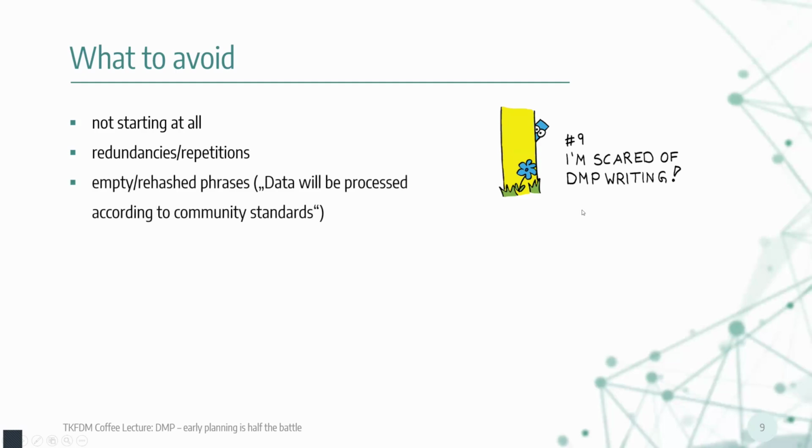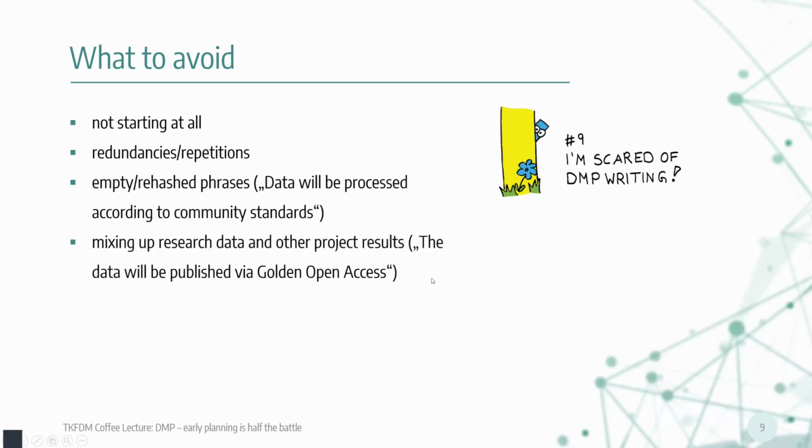empty or rehashed phrases like the data will be processed according to community standards. If that's all you're going to write, what does that mean? So what is the community standard you're going to be using? And what is it going to mean if you process it according to the community standard? So be more detailed. Also mixing up research data and other project results in your DMP is not advisable.